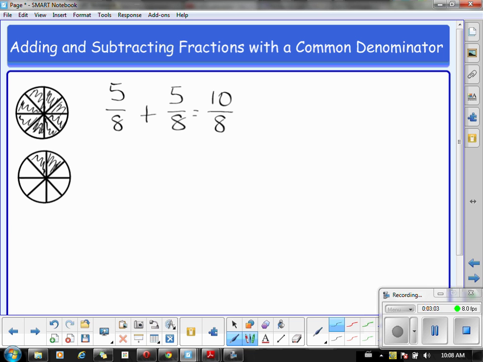Problem with this fraction is that it's improper. I have more than one whole circle. So I need to change my improper fraction into a mixed number first. So we think, how many groups of 8 can we make with 10? Well, if we look at our picture, we know that we can make one group of 8, and then the rest of our picture says that we have 2 8s left over. Only problem with that is that it's not in lowest terms yet. So we need to reduce that by dividing both parts by 2 and get 1 and 1/4.